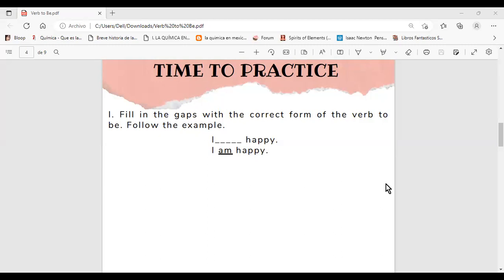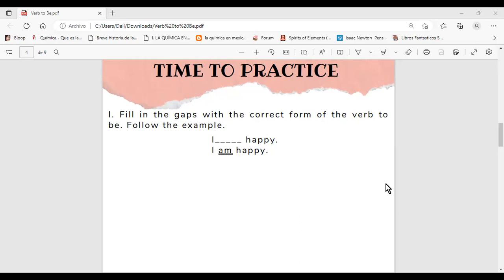Ready? Number 1, I space surprised. Repito. Number 1, I space surprised. Number 2, she space a student. Number 3, he space a lawyer. Number 4, you space beautiful. Number 5, they space angry. Number 6, Carolina and Laura are space girlfriends.